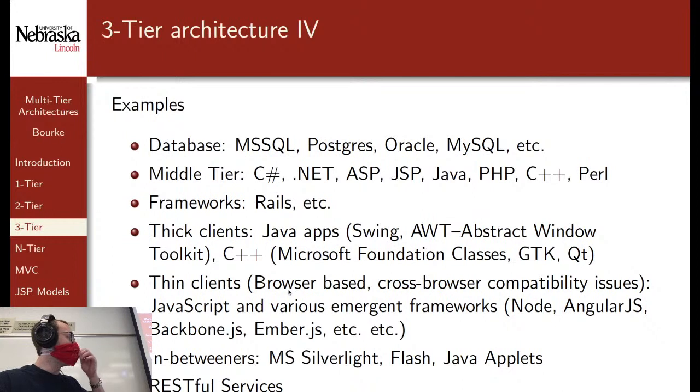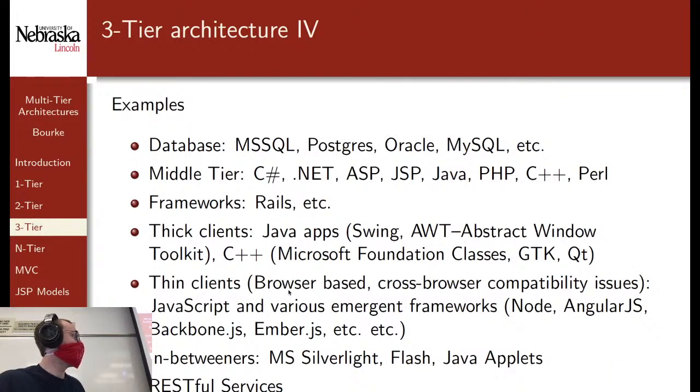Right? You might have middle tiers that are in C#, .NET or ASP, JSP, Java, PHP, C++, Perl, right? Or you could even have frameworks like Ruby on Rails, Angular, right? There's an entire MVC. I think that there are like 24 different presentation layer frameworks for JavaScript, right? If you just go to todomvc.com, you can see them all in action, all at once.